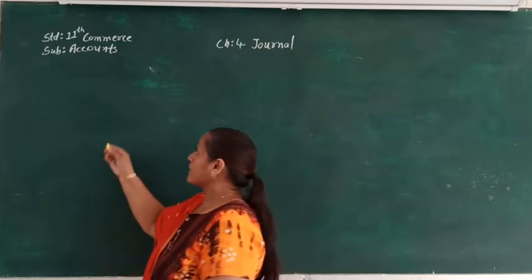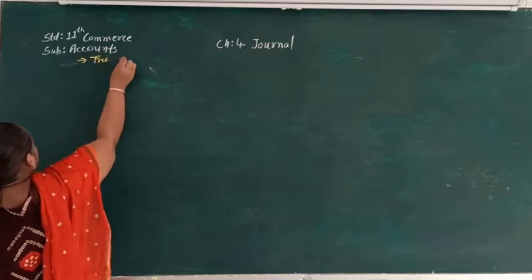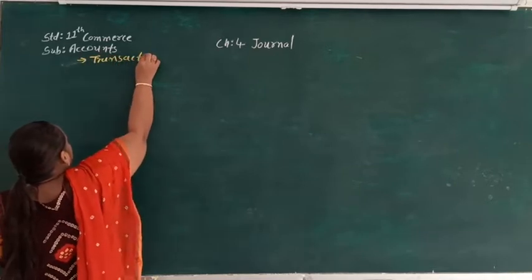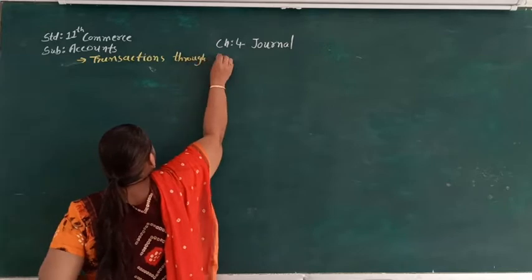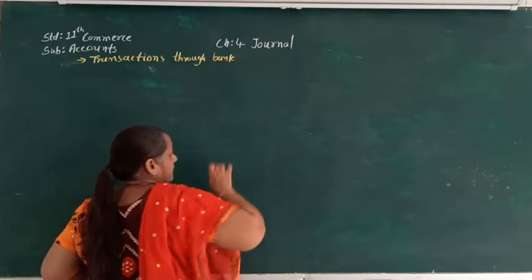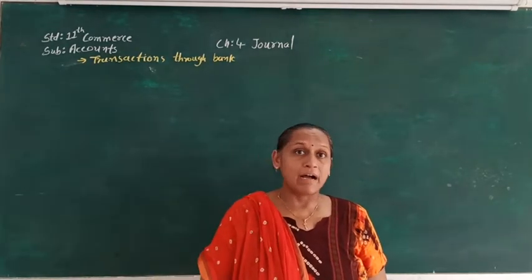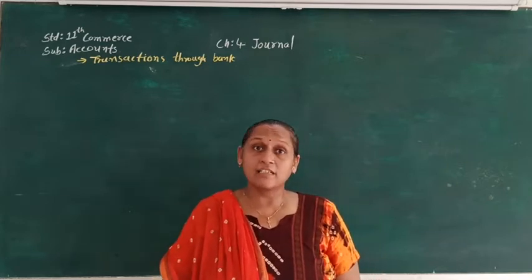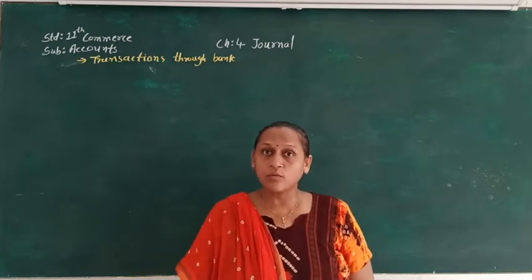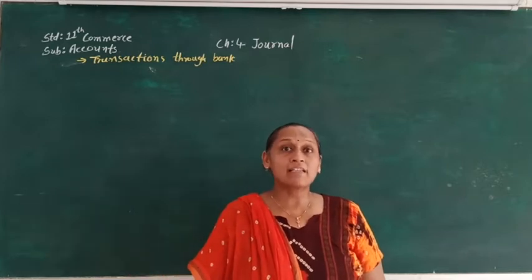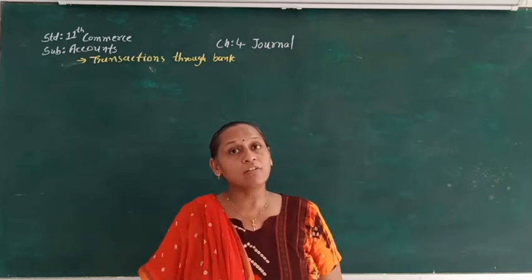Transaction through bank means those transactions that in a business we are doing through the bank. Here, as we know, the very first transaction is depositing cash in the bank. Cash is going from the business, so cash account credit, and bank is the receiver, so bank account debit. So the journal entry will be bank account debit to cash.